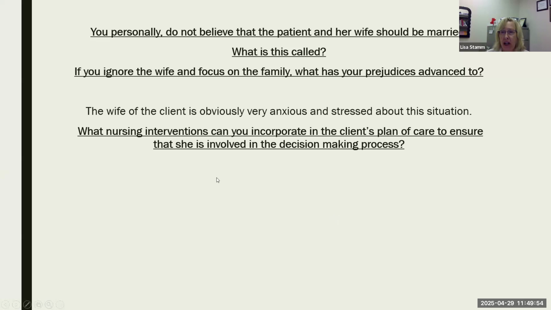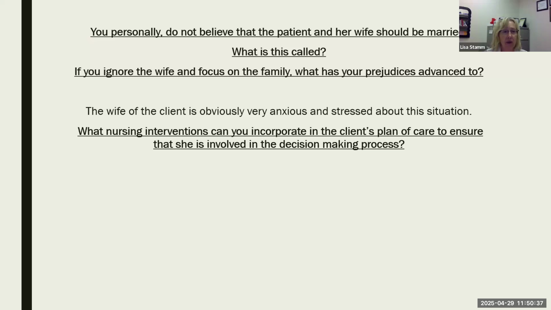The wife of the patient is obviously very anxious and stressed about the situation. What nursing interventions can you incorporate in the patient's care plan to ensure that the wife is involved in the decision-making process because she is the legal next of kin? Educate her on her rights as the next of kin. I like that. That's good. You could also educate the extended family on that. May help the wife to feel a little bit more empowered.